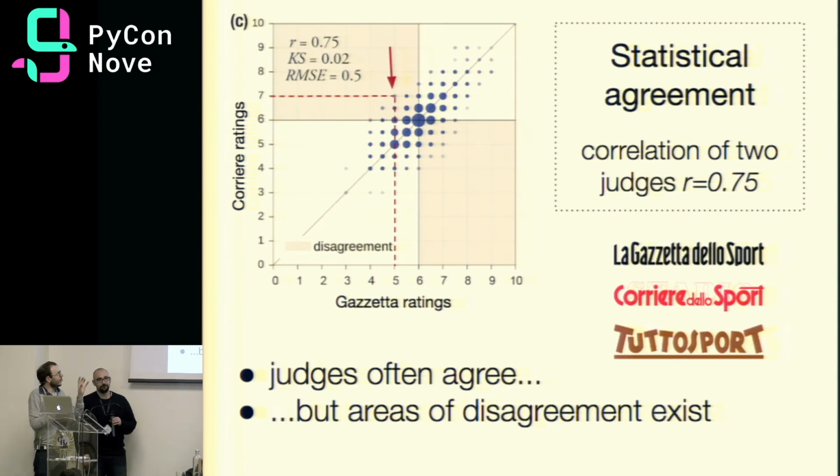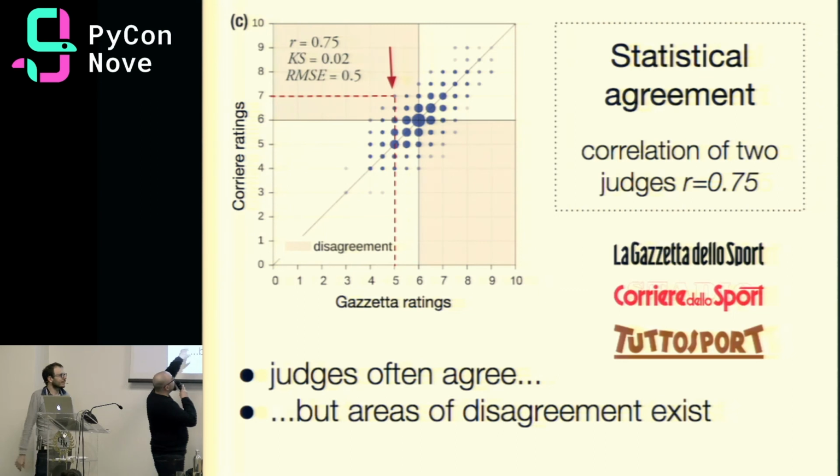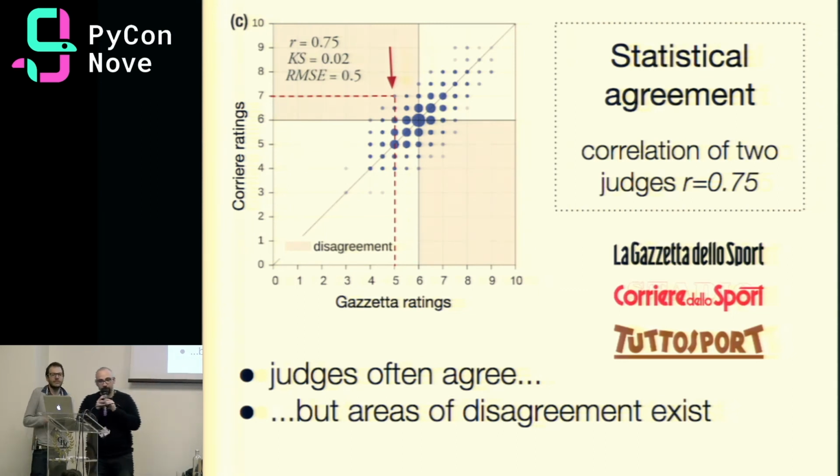So we use this scatter plot and the corresponding correlation, that is 0.75, as an indicator of agreement between 2 human judges. So in other words, this number 0.75 expresses the concordance between 2 sports newspapers, or 2 sports journalists, or 2 human judges, let's say.